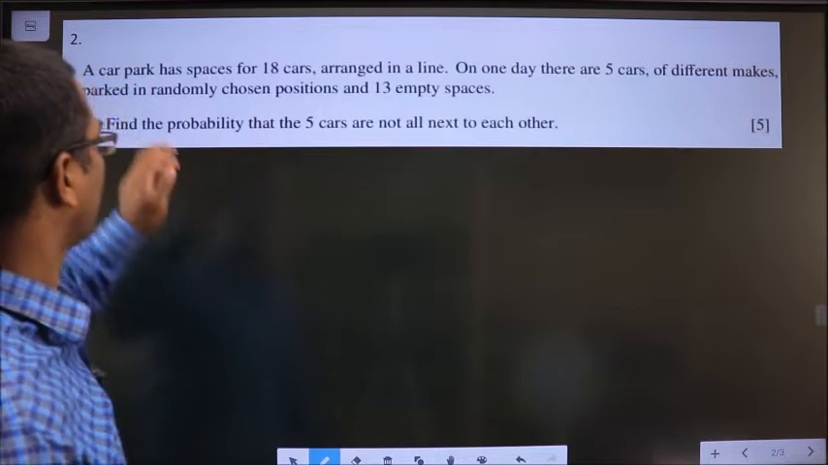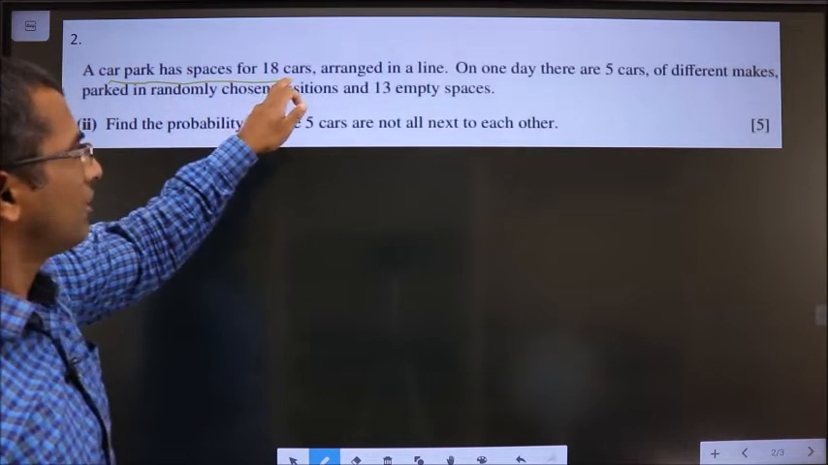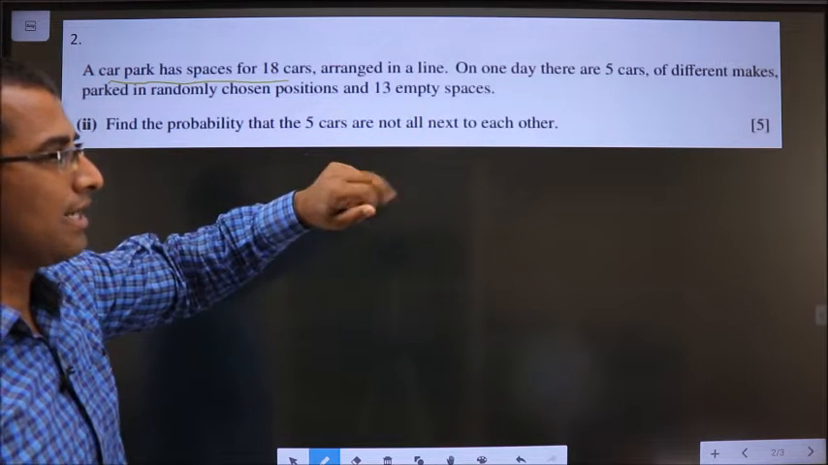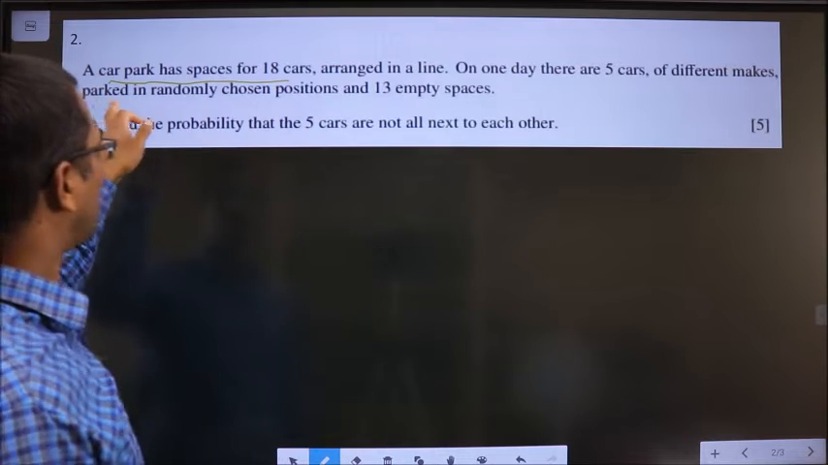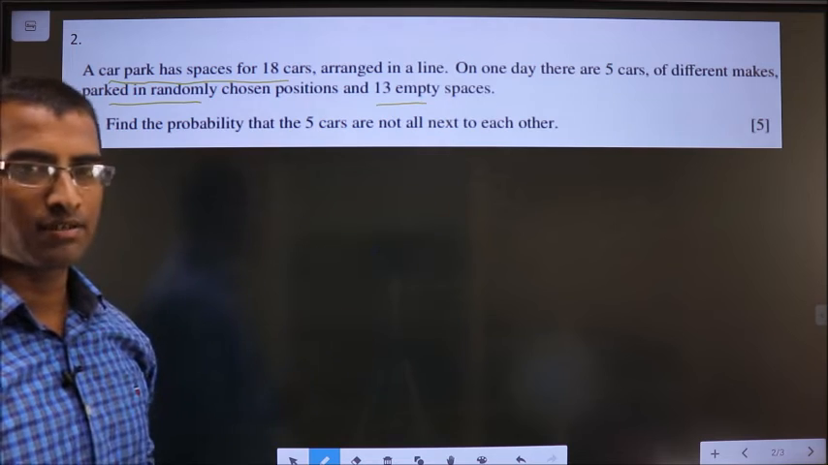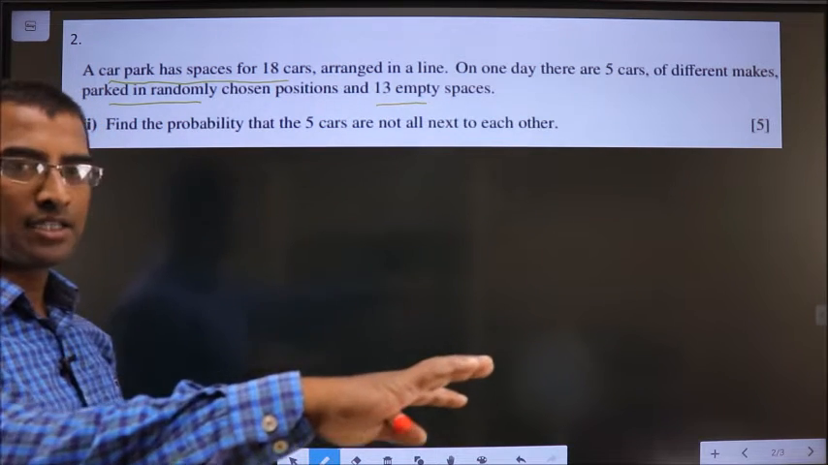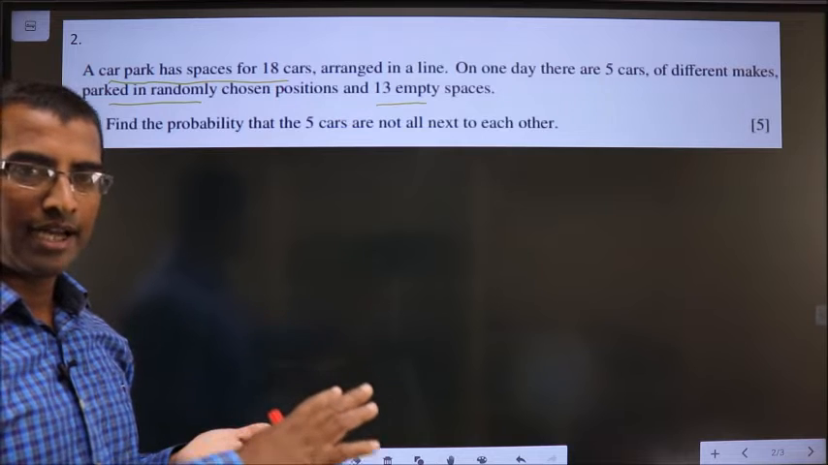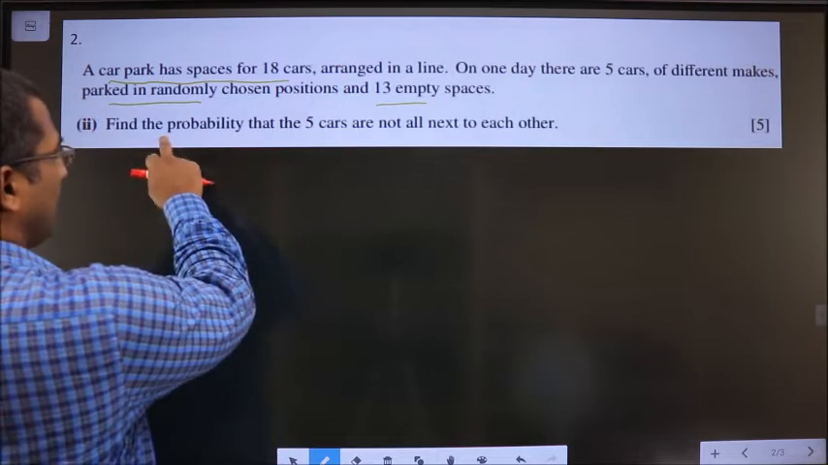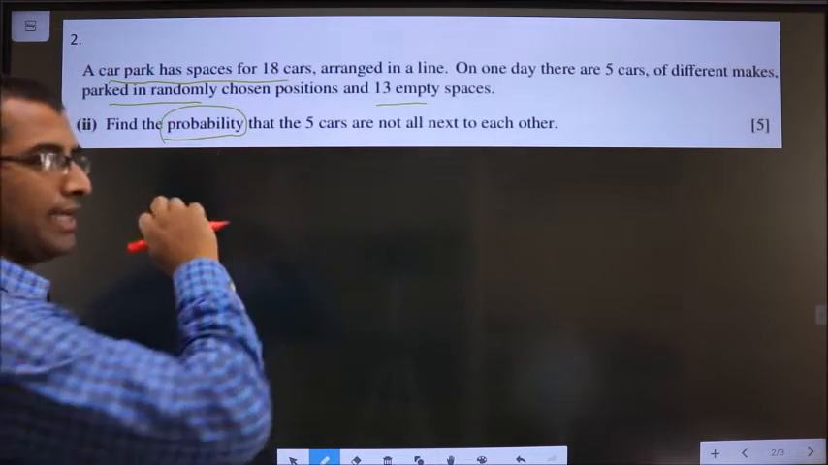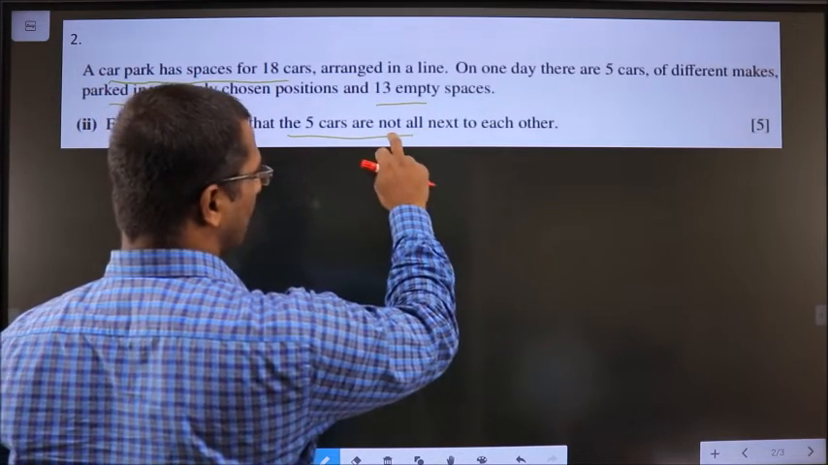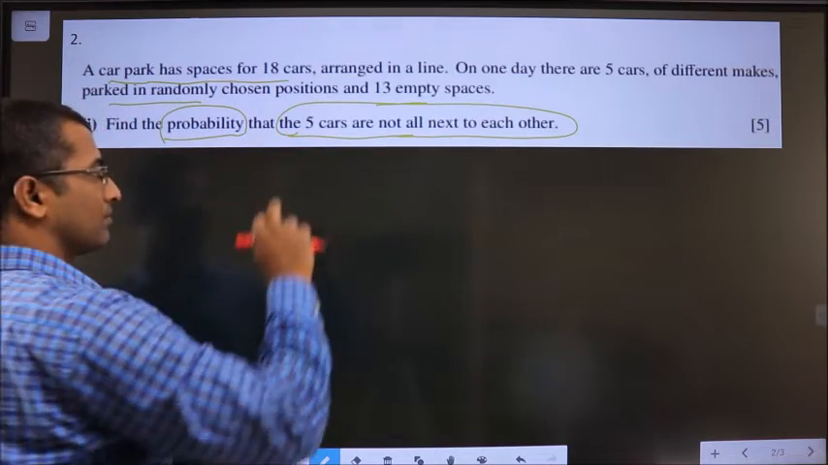Question 2. A car park has spaces for 18 cars arranged in a line. On one day, there are 5 cars of different makes parked in randomly chosen positions and 13 empty spaces. So 18 parking spaces, and on one day 5 cars are parked. Clear? Okay, let's continue. Find the probability that the 5 cars are not all next to each other.